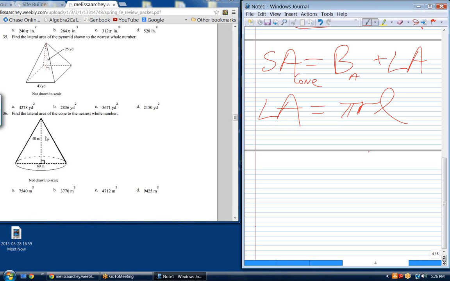Now, for a cone, there are circles involved. So we know pi is in the answer. So it's pretty easy to remember cone goes with pi RL. A regular pyramid, like 35, did not have any circles anywhere. So we would not expect to find pi in the answer. And it's not. It's 1/2 lambda times the perimeter.